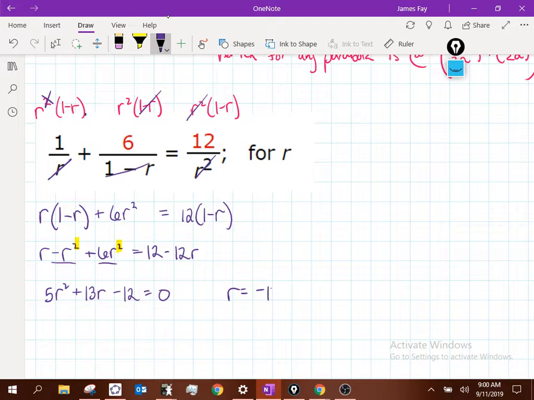So R is going to be negative 13 plus or minus the square root of 169 minus 4 times A times negative 12, all over 10. So then obviously you just have to simplify that. 169 plus what's going to be 60, 240.